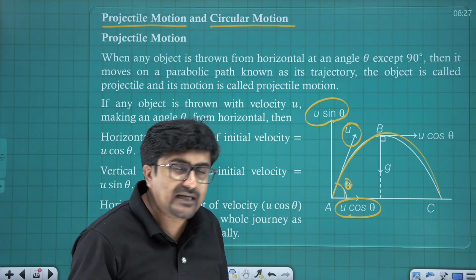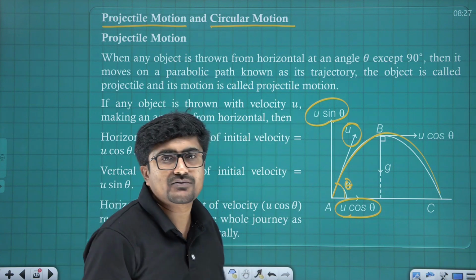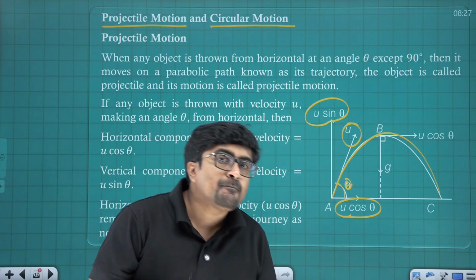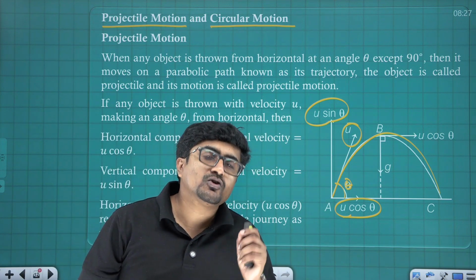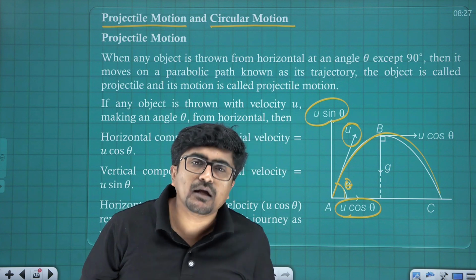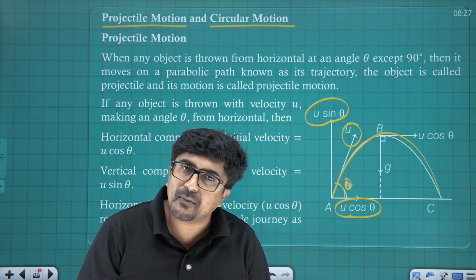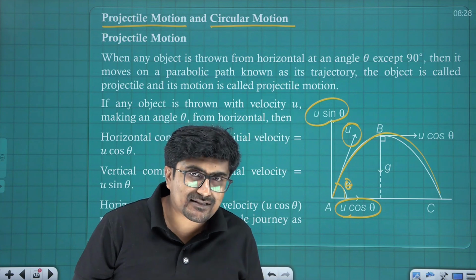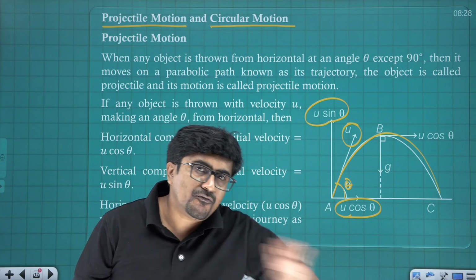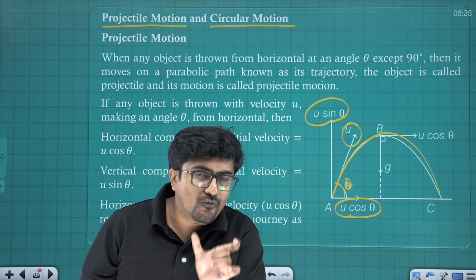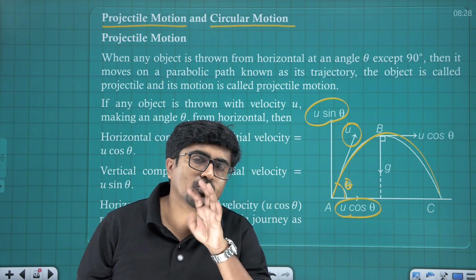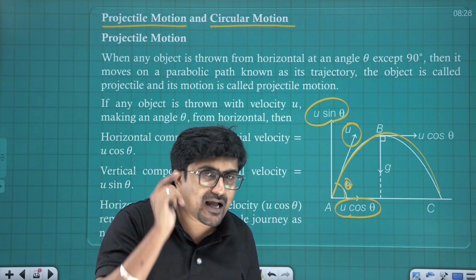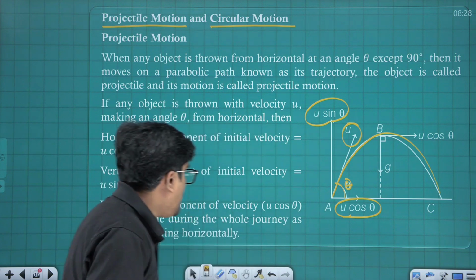So if we separately consider the motion along the x-axis as well as the y-axis, the motion along the x-axis can be treated as a uniform motion, and the motion along the y-axis is the only one which is going to be an accelerated motion. I repeat once again, motion along the x-axis is going to be a uniform motion, that is, moving with constant velocity, and the motion along the y-axis is going to be an accelerated motion. These things need to be there in your mind.